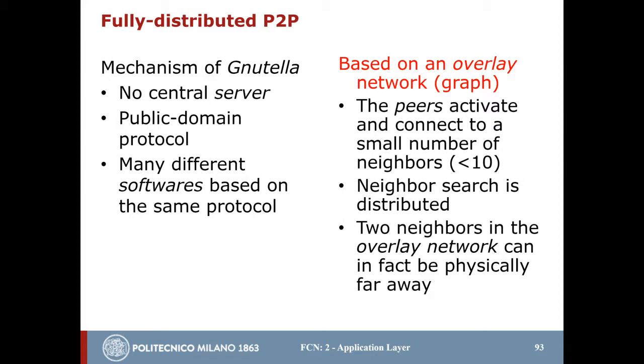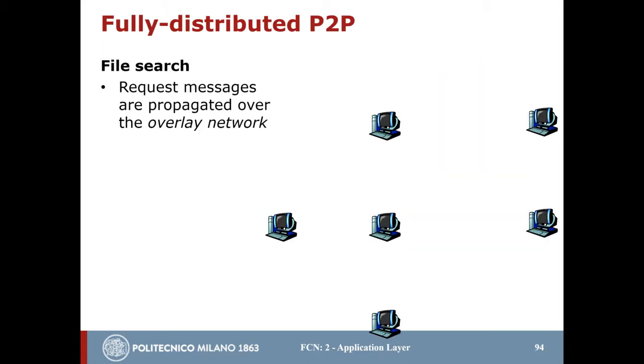Then this neighbor will forward the request to the other neighbors that are connected in the overlay network, and in this way the query can be processed in a distributed way. Neighbors are directly connected nodes, but in an overlay network. So geographically or physically, they can also be very far away. So this is an example.